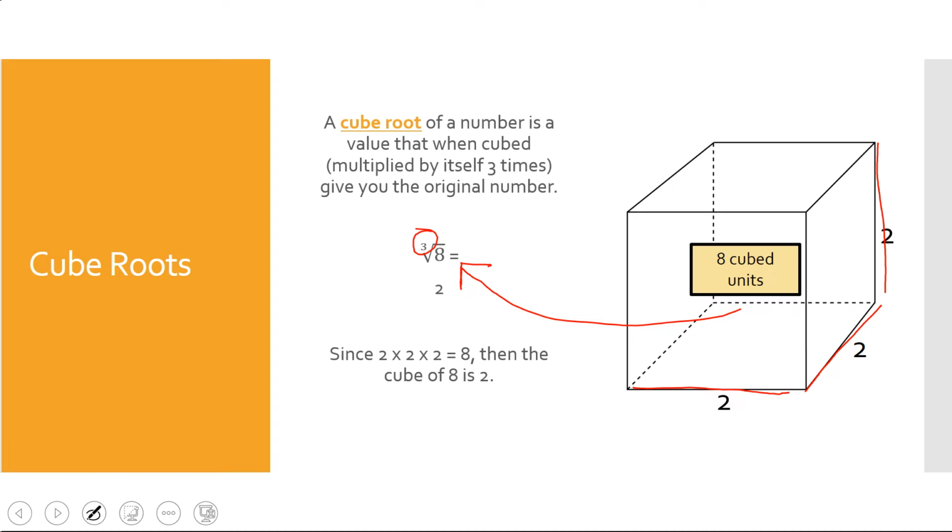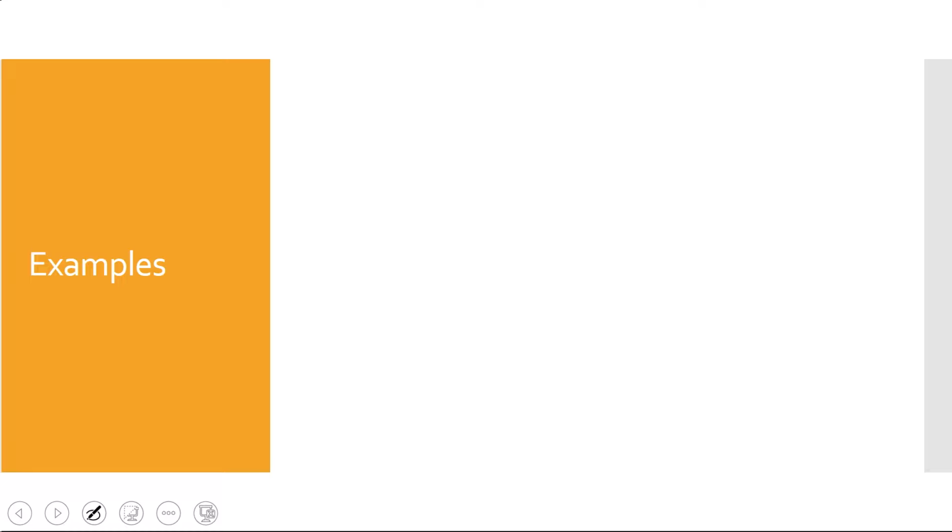And so when you're talking about squares, envision that you're making a perfect square. And when you're talking about cube roots, envision that you're making a perfect cube. Okay, so let's look at some examples. So first example, what's the cube root of 64? Well, that's a number that can be multiplied by itself 3 times. So that would be 4, because 4 times 4 times 4 is 64.